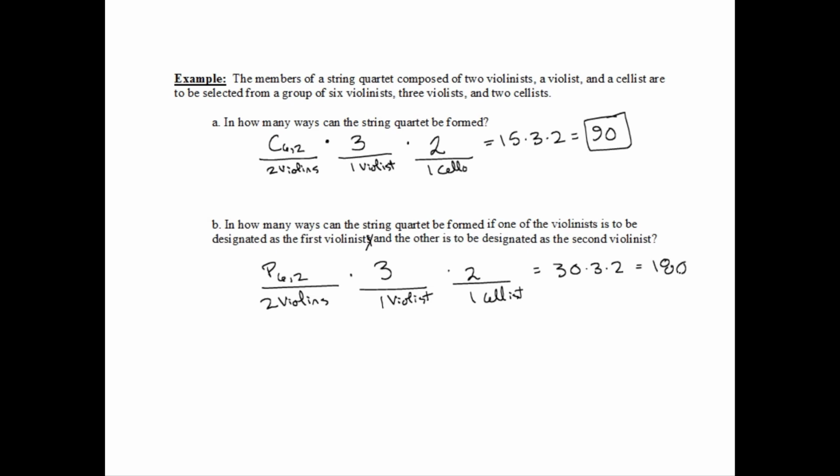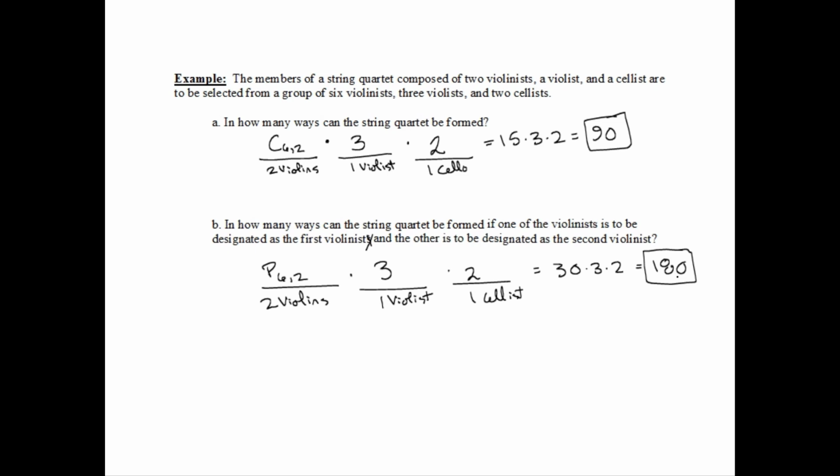If you compare this to the answer to part A, does it make sense we have twice as many? Yes, because every time we have a pair of violinists, we're going to switch the order, and that'll give us an extra possibility. So we should have twice as many possibilities now that we're putting an order on those first 2 violins.